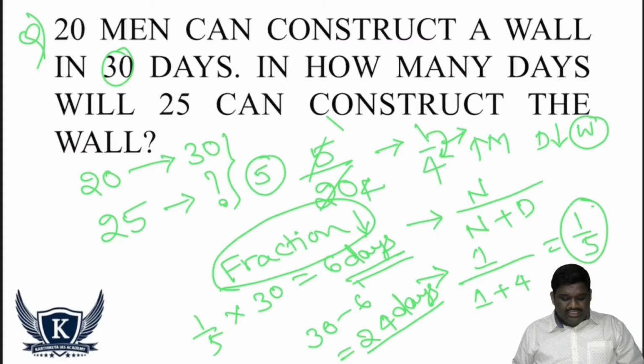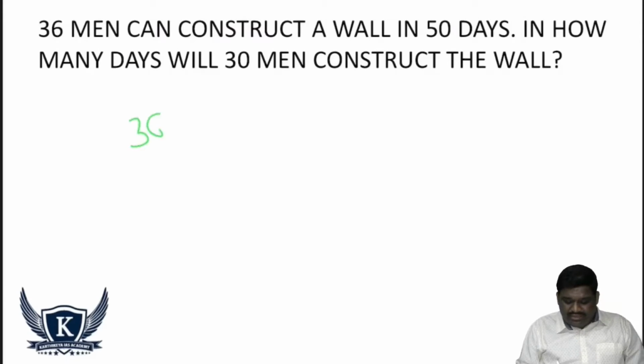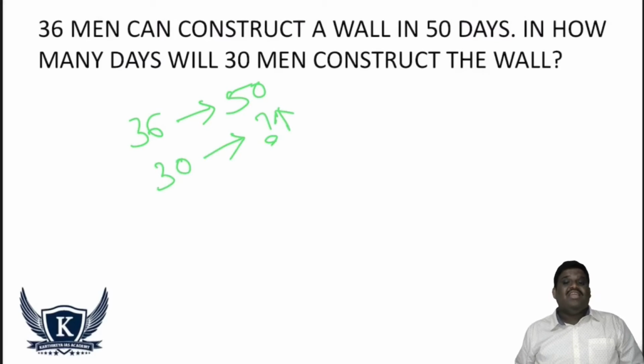Now moving on to the next problem. 36 men can construct a wall in 50 days. In how many days will 30 men construct the wall? Now, men decrease. What will be happening to the working days? Working days should be increased. If men decrease, working days should be increased because the work is constant.